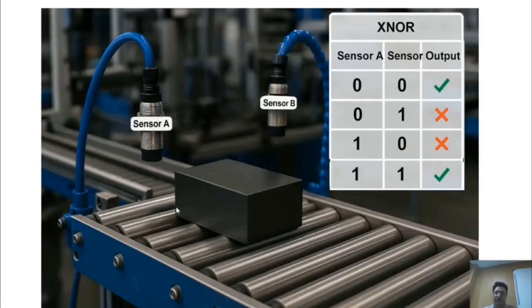Well, we can also use this function a lot in industry. For example, we have sensor A and sensor B. When both sensors show us the same value, for instance, when both are off or both are on, the output gets activated for us. We can also use this function a lot in industry.